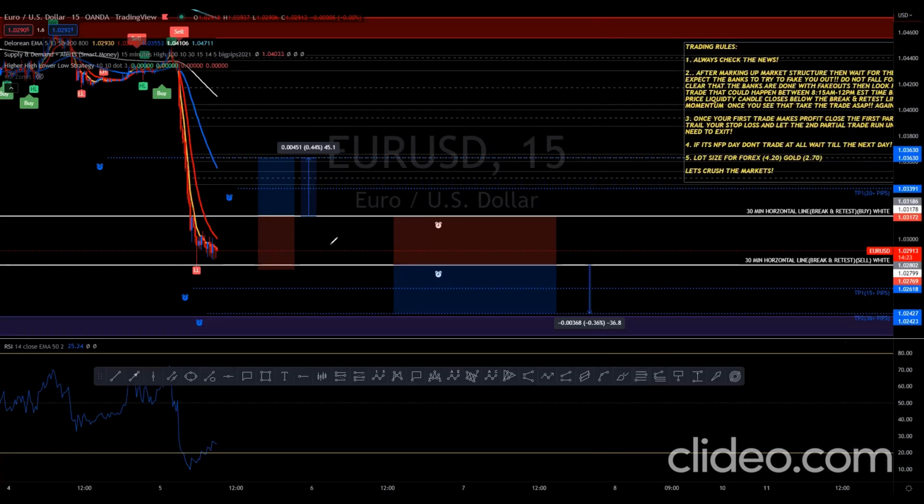All right, so it looks like we're at the 9 o'clock candle. Looks like price is consolidating. We'll see in about 30 minutes at the 9:30 candle what price wants to do, which way price wants to go.